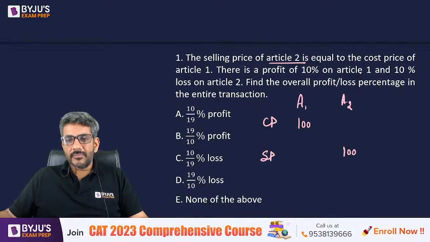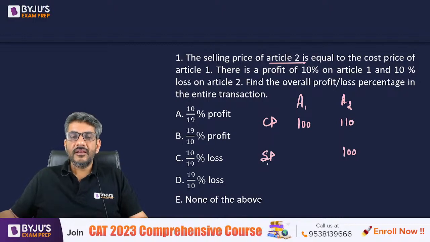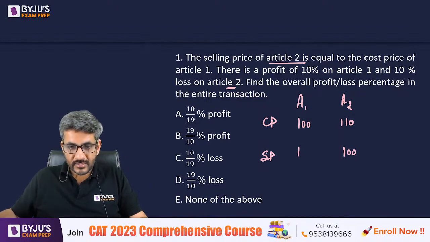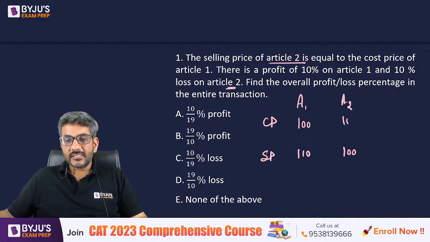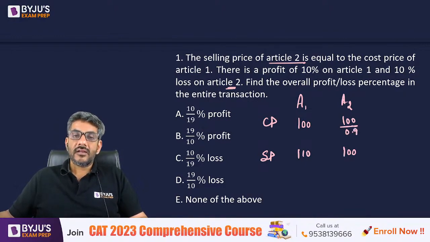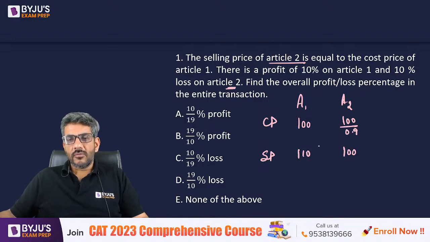There is a profit of 10% on article 1. So on article 1, there is a profit of 10%. So the selling price is 110, right? When there is a profit, it is 110. And 10% loss on article 2. After 10% loss, you have got the price as 100. So can I say my cost price was, I'm sorry, I have written this the wrong way around. For article 1, the selling price was 110. For article 2, the cost price is 100 divided by 0.9, because after 10% loss, the selling price has become 100. So it must have been 100 divided by 0.9. Find the overall profit or loss percentage.